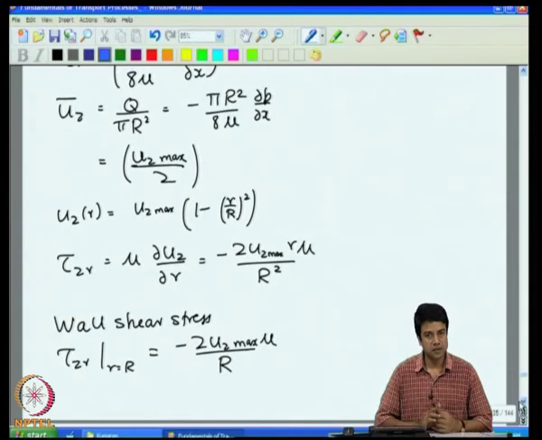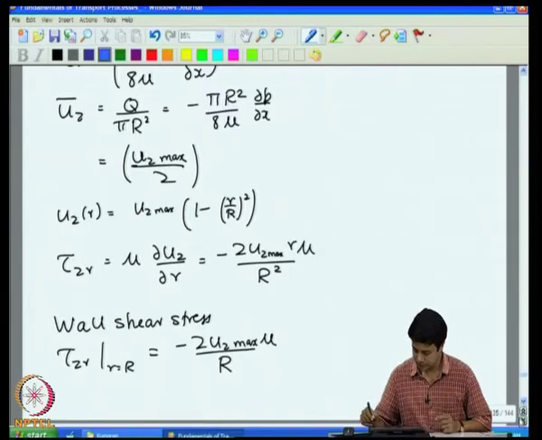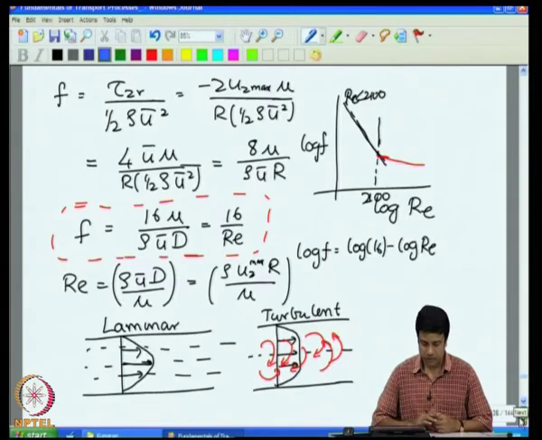From that, we got the shear stress at any point in the fluid and the shear stress at the wall by setting r equal to capital R. And from this, we got the shear stress as a function of the maximum velocity. We know how the maximum velocity is related to the pressure gradient. So, you get the shear stress as a function of the pressure gradient. And from that, we got the familiar friction factor versus Reynolds number relationship, f is equal to 16 by Re, for the laminar flow in a pipe.